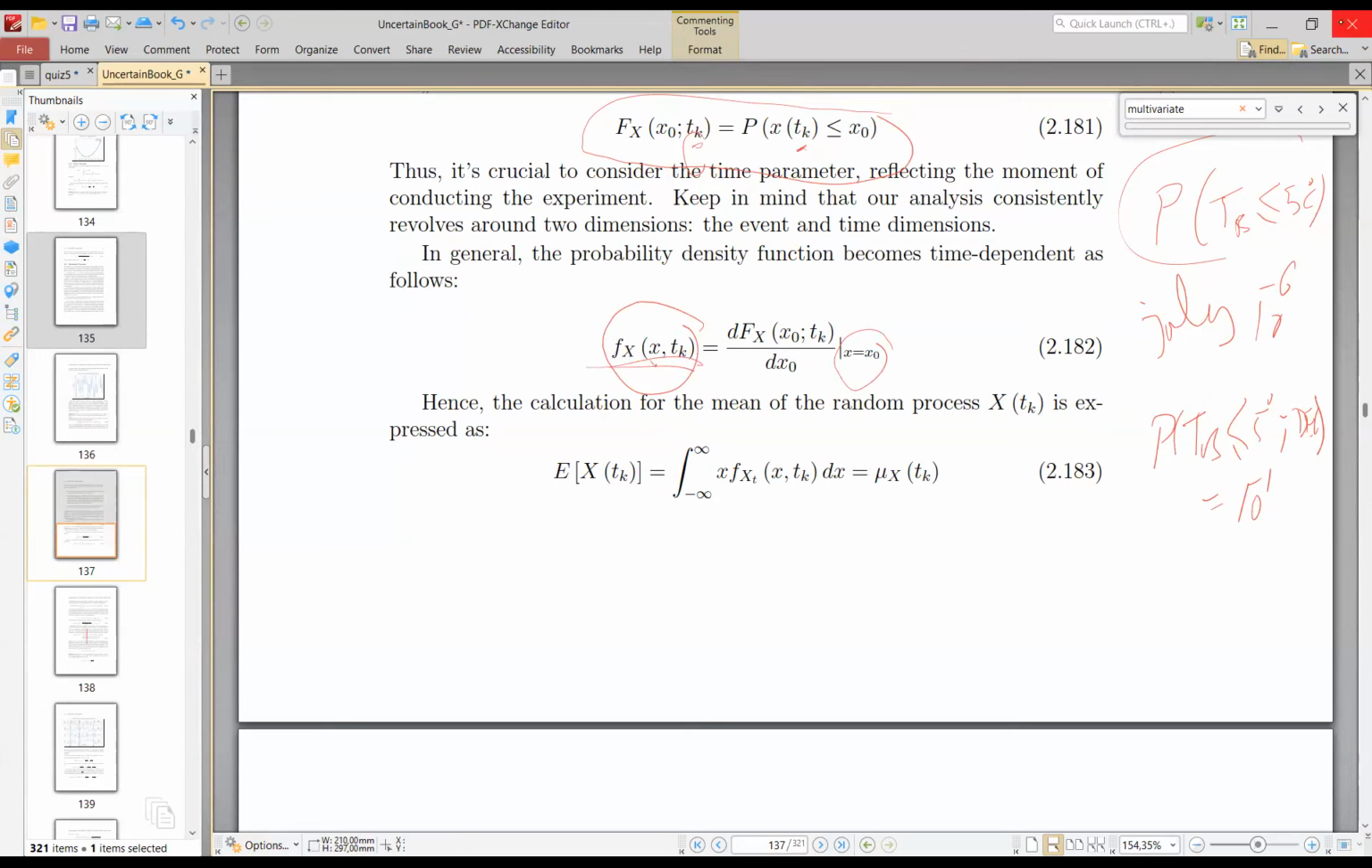Okay, and the mean itself, as I explained before the break, as you can see, should also be a function in time. So the mean is a function in time.